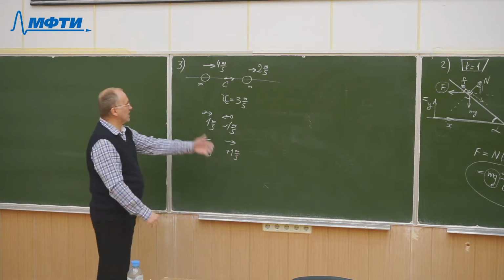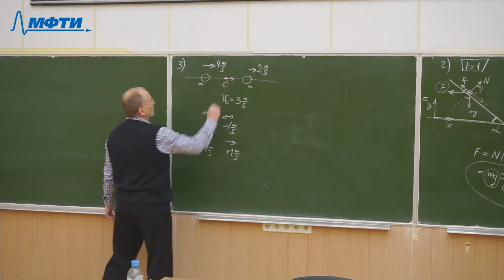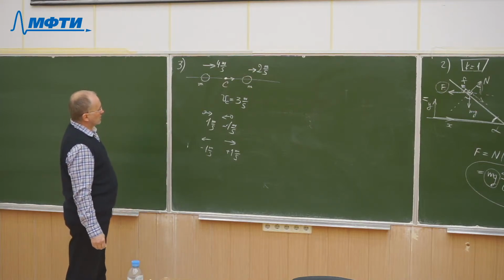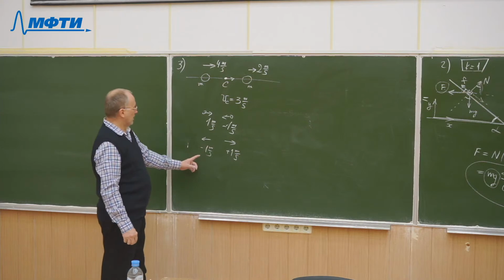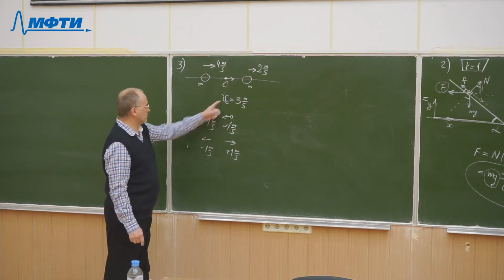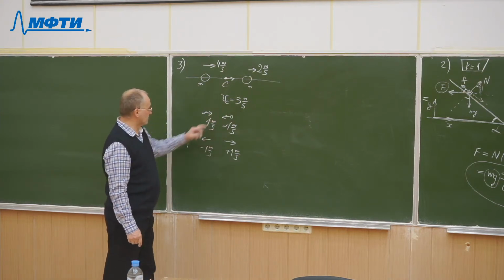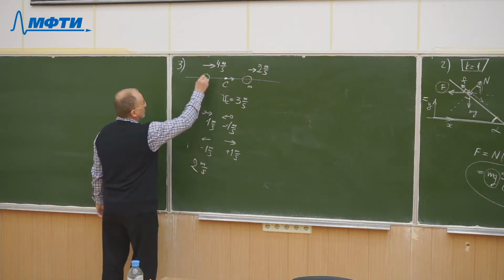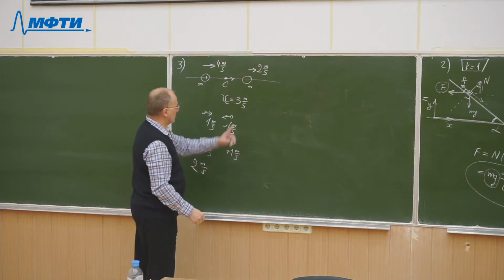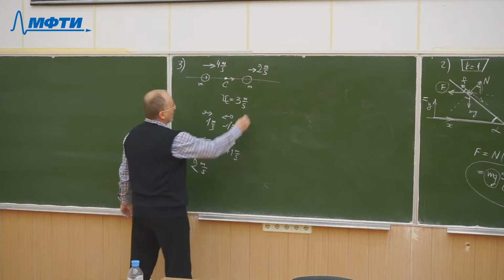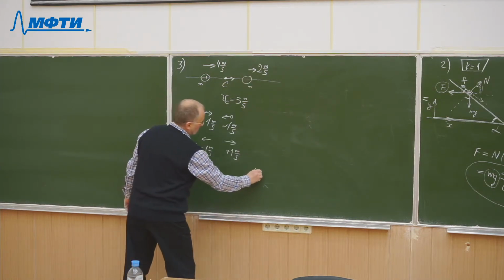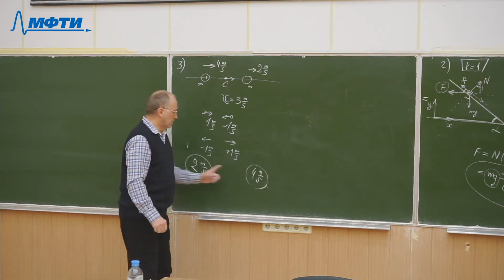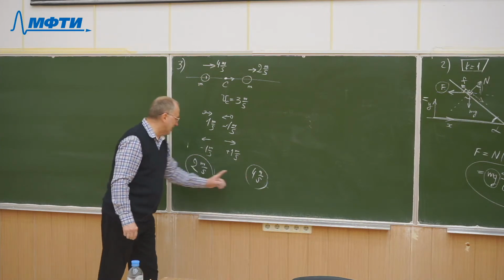And now we move backward from the center of mass reference frame to our laboratory reference frame. And certainly we understand that we must combine these two velocities. 3 meters per second minus 1 will be 2 meters per second for the first body, and 3 meters per second plus 1 will be 4 meters per second for the second body. So that's the final answer, which is most easily obtained.